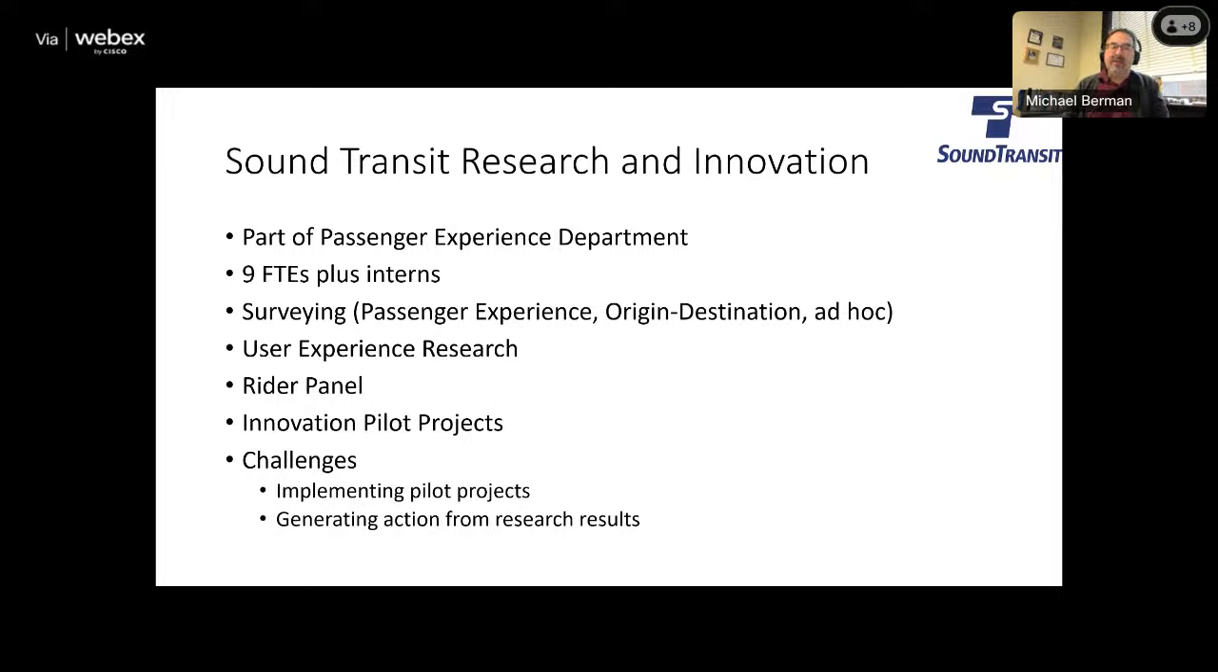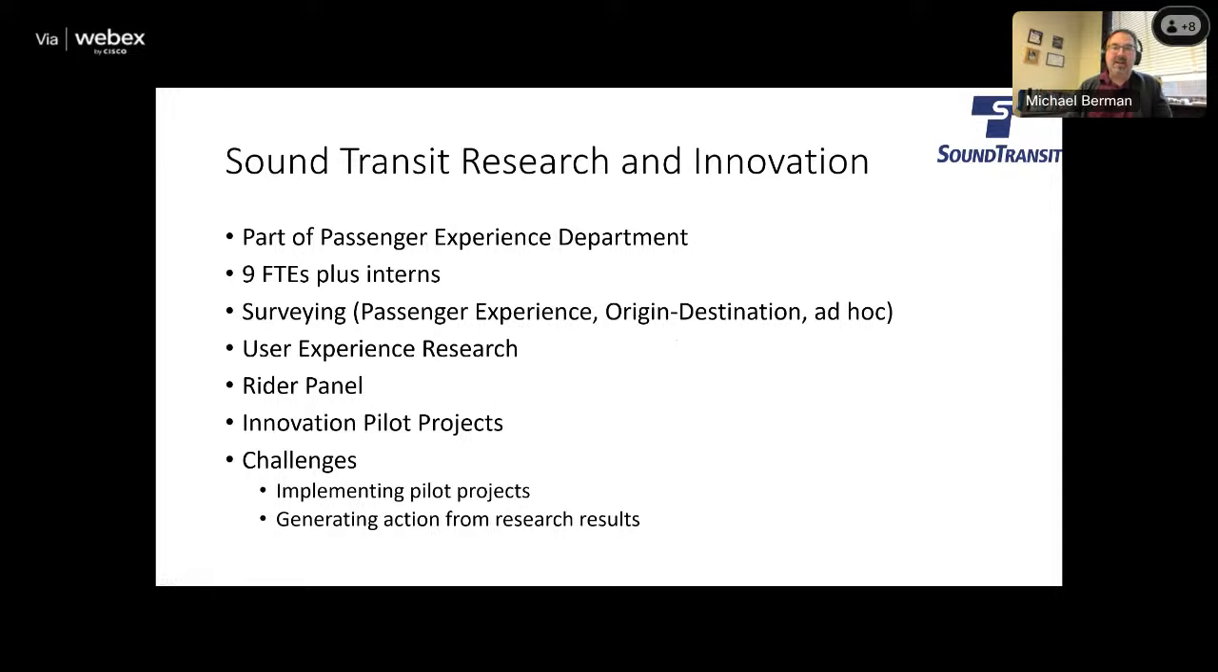We have recently started doing a lot of user experience research, so really diving in to specifically how people interact with the tools that we provide, whether it's signs actually out in the system or digital tools or anything else. We have a rider panel that we can engage to answer specific questions. And then finally, we build innovation pilot projects to actually get technology in front of people and see how they respond and see if it improves either the passenger experience or operational efficiency. And if so, then we advocate to try to get the pilot projects converted into larger full-time enterprise level projects.